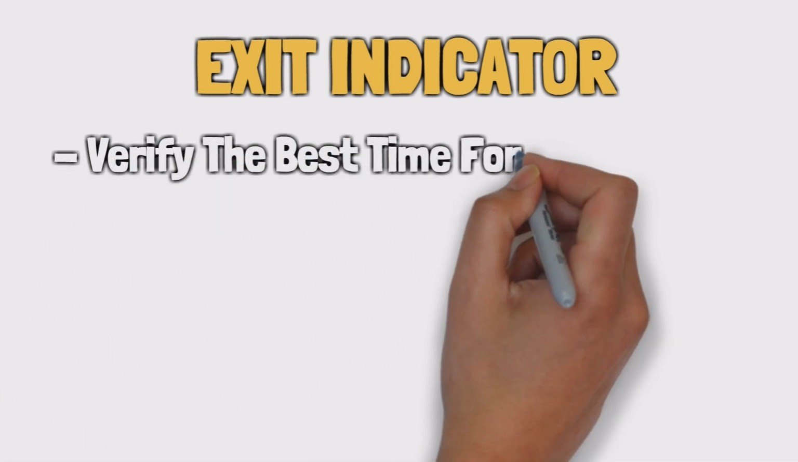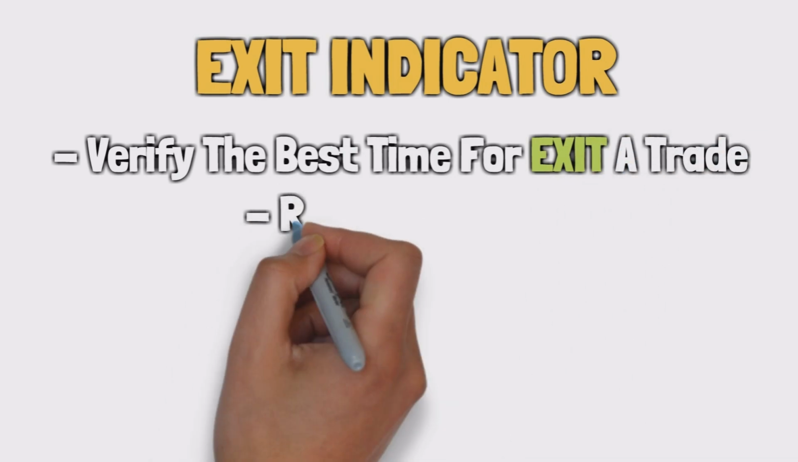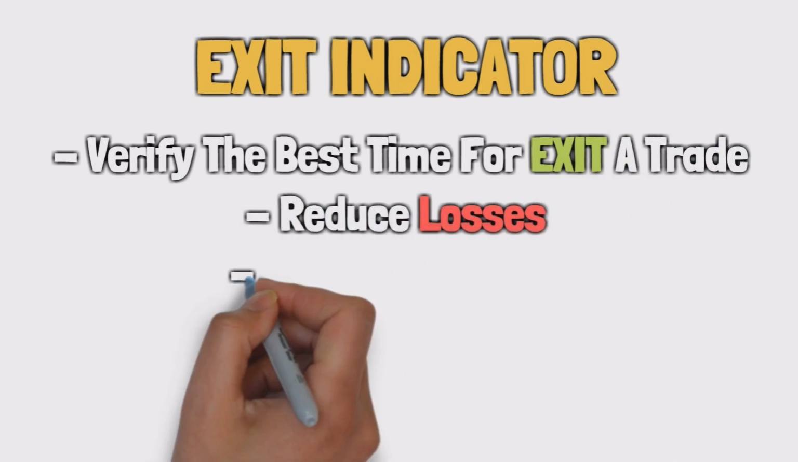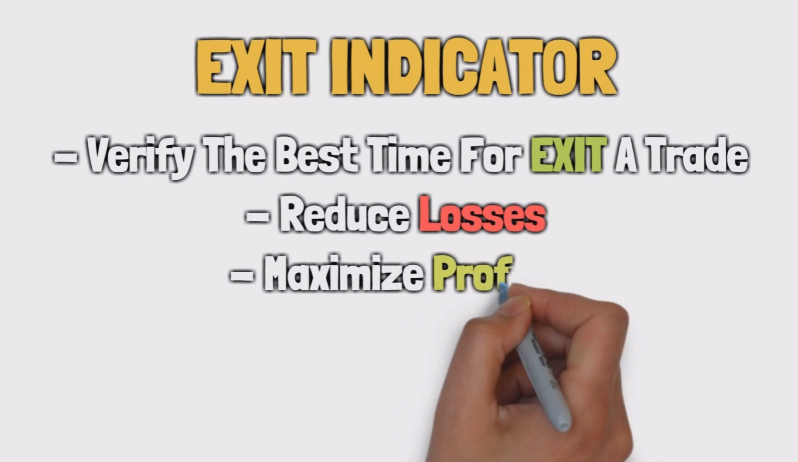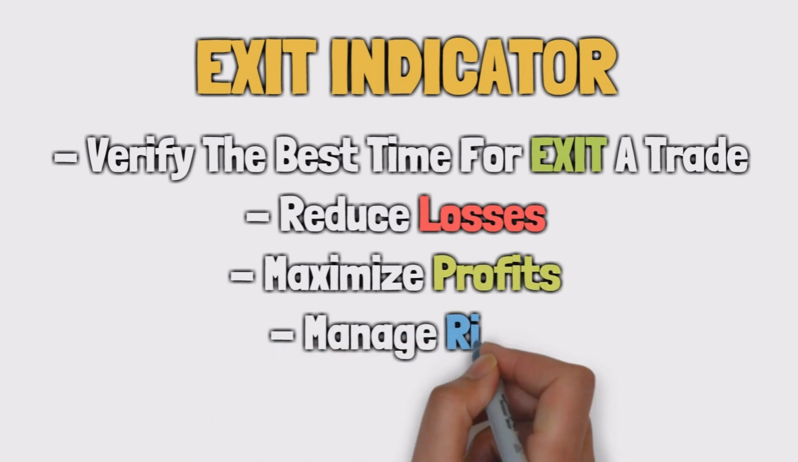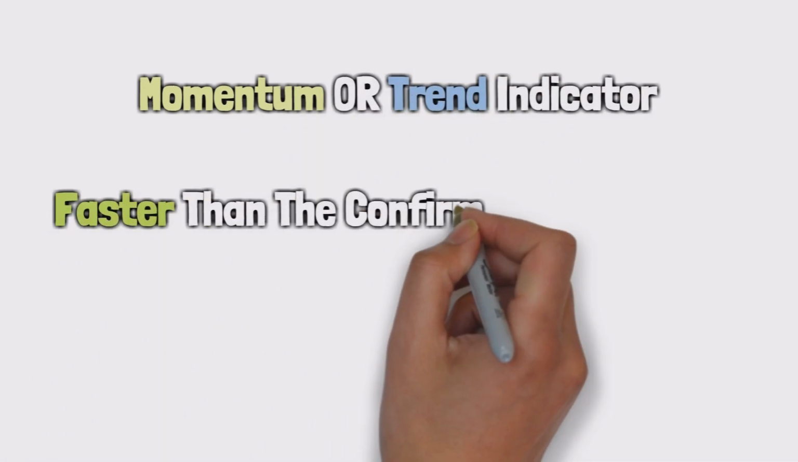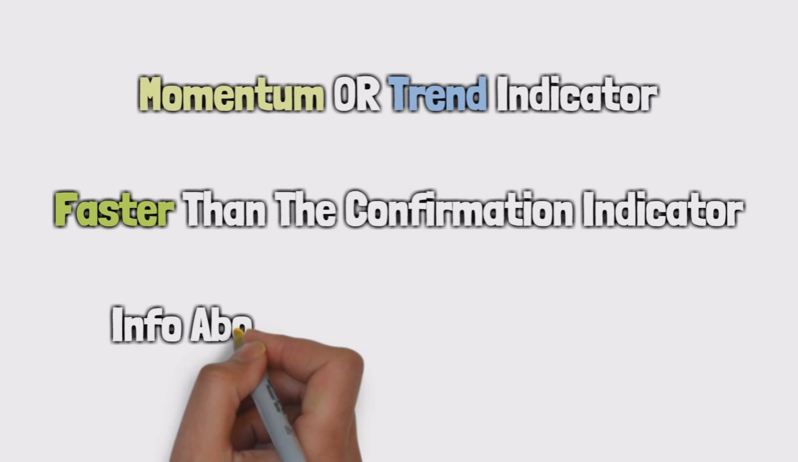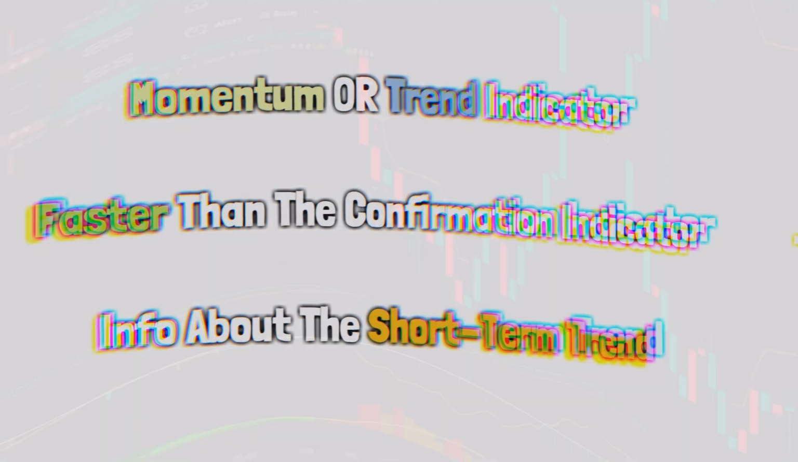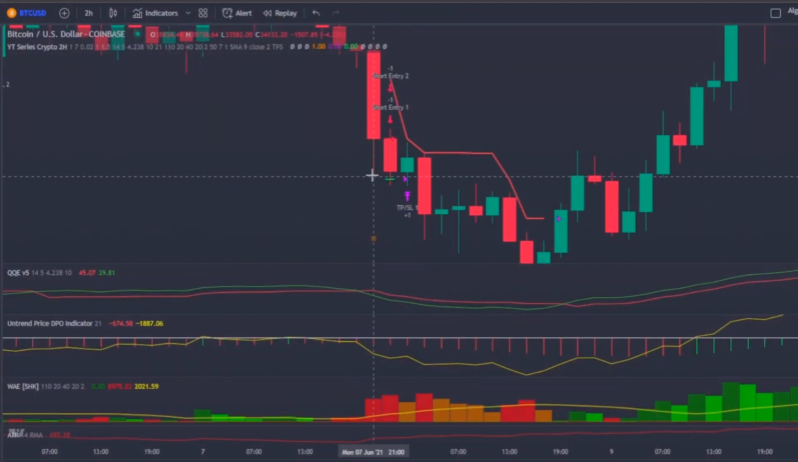It is used to reduce losses, maximize profits and manage risk by providing a signal to close a position when certain criteria are met. Usually, an exit indicator is a momentum or trend indicator that is faster than our confirmation indicator, which gives us information about the short-term trend. I will give you a simple example.